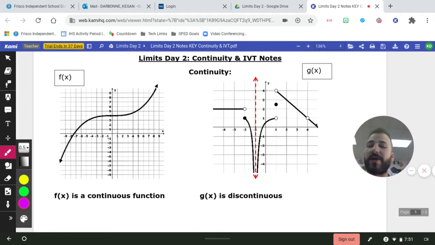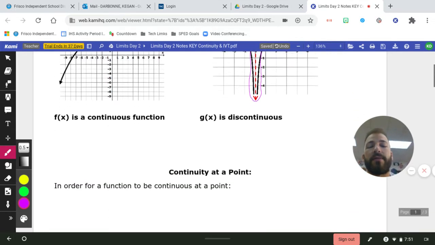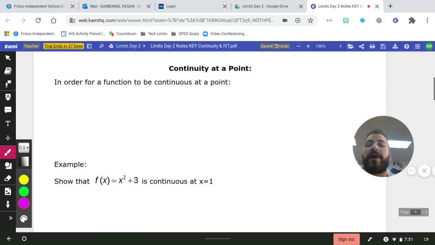So it's probably piecewise. We've got lots of different little pieces of functions going. We have a jump discontinuity, a removable discontinuity, another jump discontinuity, and another removable discontinuity. So we've got holes, breaks, asymptotes, all different things that can cause a continuous function to be discontinuous.